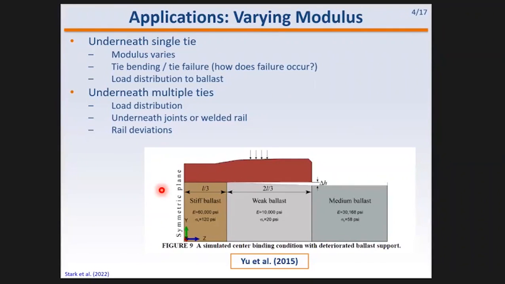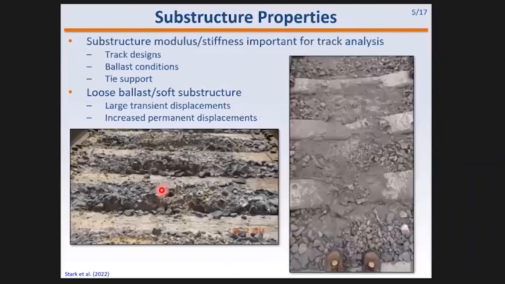So modulus can vary across the track, as you see in this diagram, and there can be stiffer parts, weaker parts, and so on. And so that controls the load distribution around the track. And of course, if we then have some degradation of the ballast, that also reduces the modulus and increases the deformations.